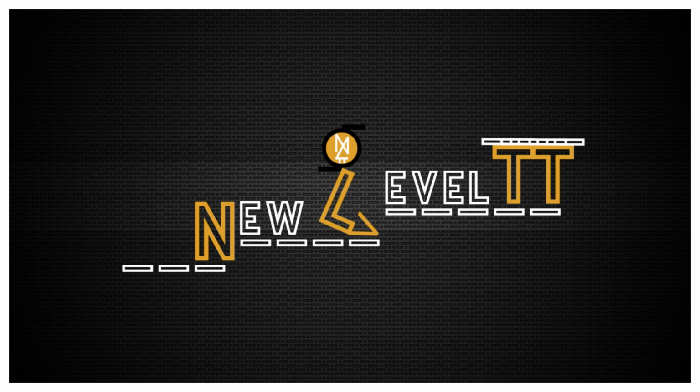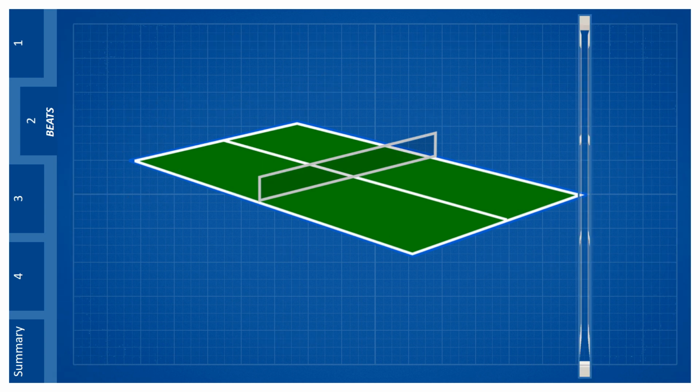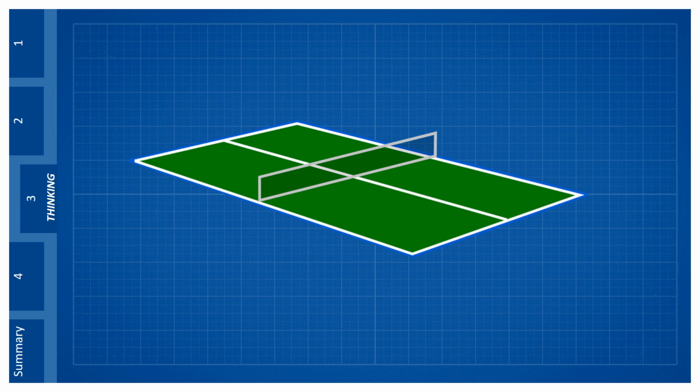Thank you. Now, let's talk about thinking in trajectories. We were talking about trajectories starting from opponent's paddle so far. What about trajectories of our strokes? Later in series, when we start training your stroke, you should have trajectory of your shot in mind before the stroke execution.